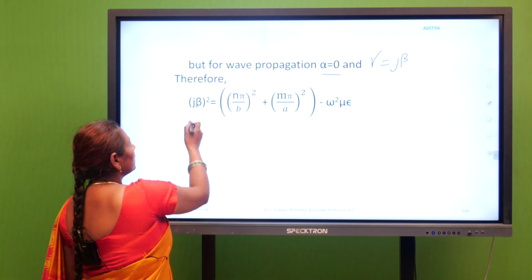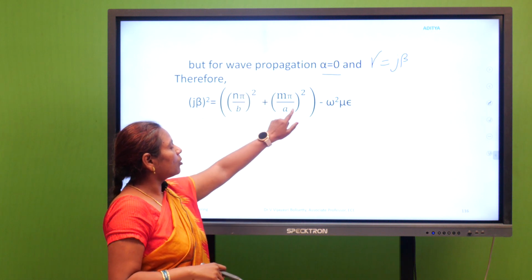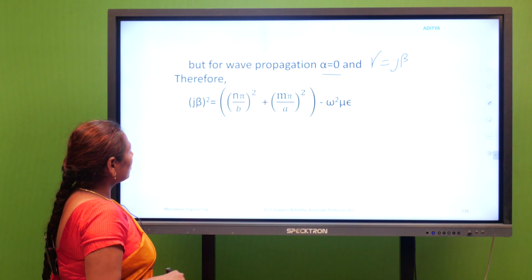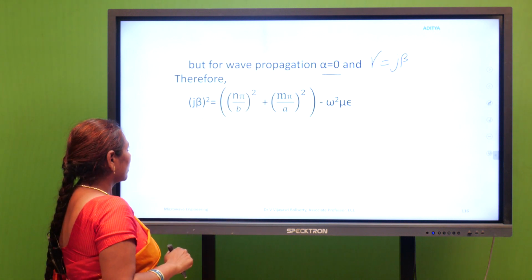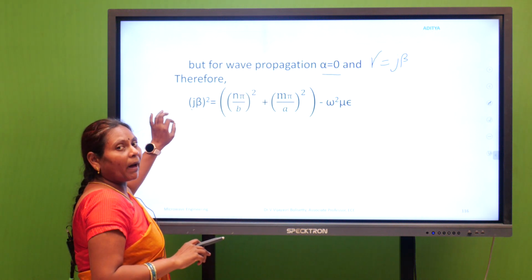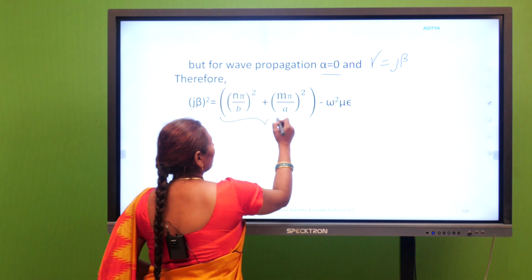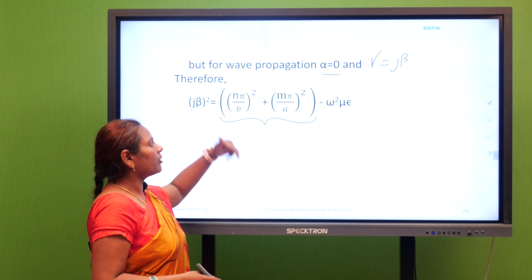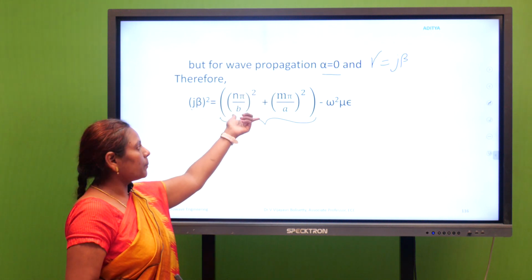So we are going to get j beta whole square is equal to n pi by b whole square plus m pi by a whole square minus omega square mu epsilon. Okay. Here it is j beta whole square, so we can write it as j square beta square, where j square is minus, so we get minus beta square. And what about the term n pi by b whole square plus m pi by a whole square? While deriving the cutoff frequency, we considered that this term is equal to omega c square mu epsilon.